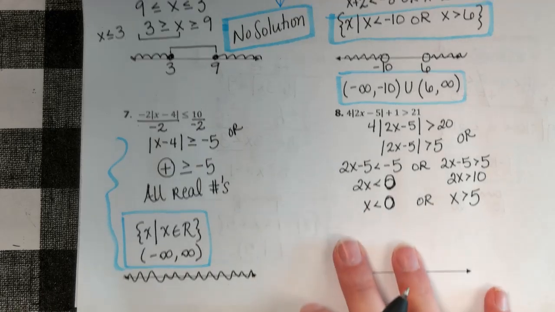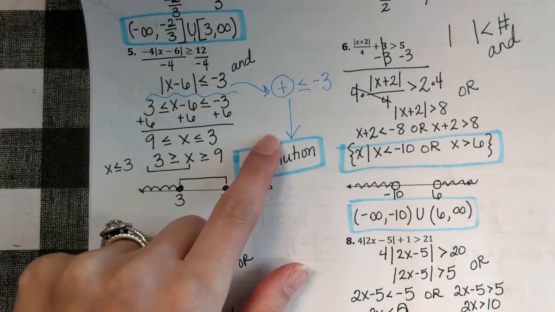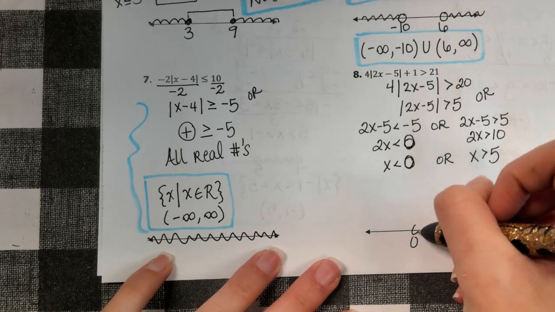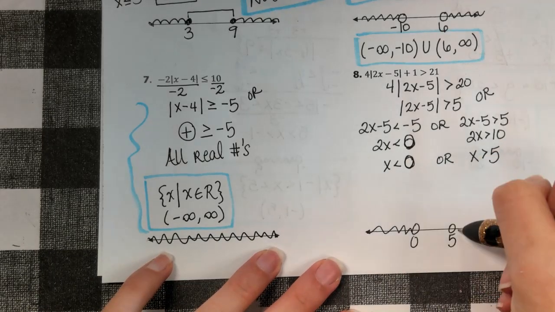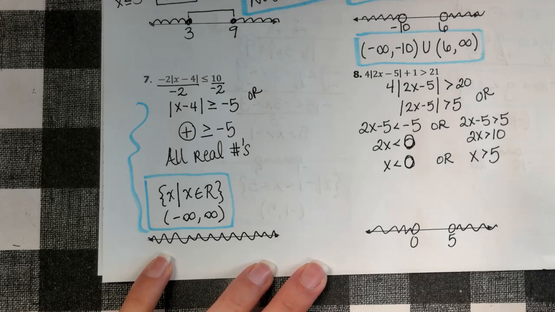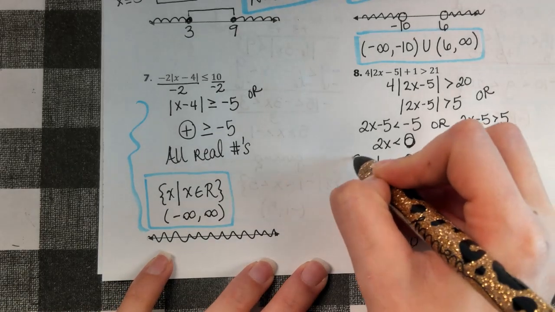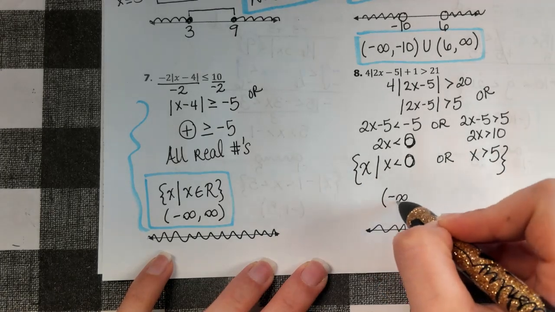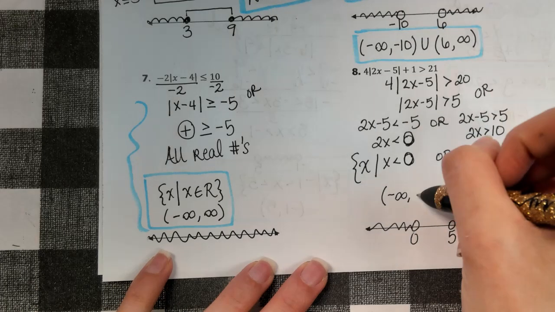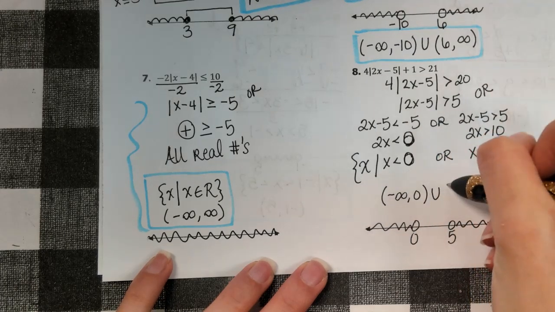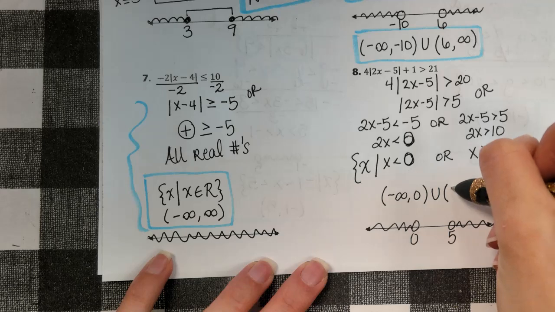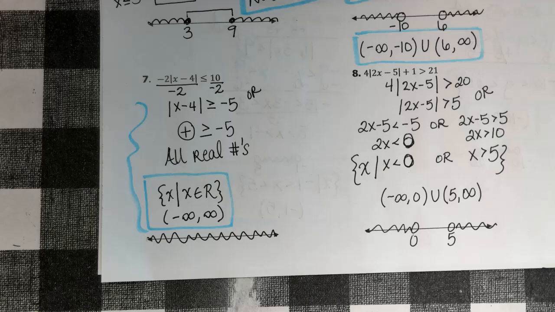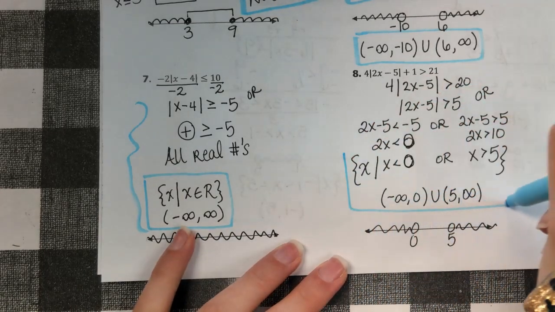The only time you're going to get no solution is when there's not a valid answer. So we've got our 0 and we've got our 5. Open circle, shaded left and right. And then you have to do your set builder. And then you have to do negative infinity, 0, parentheses, union, parentheses, 5, infinity.